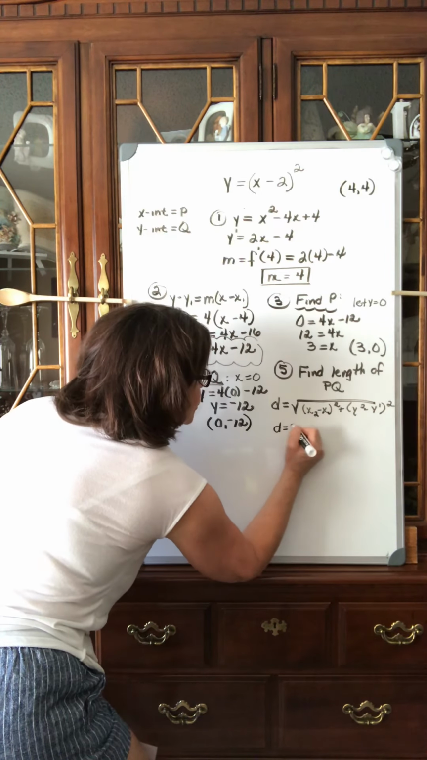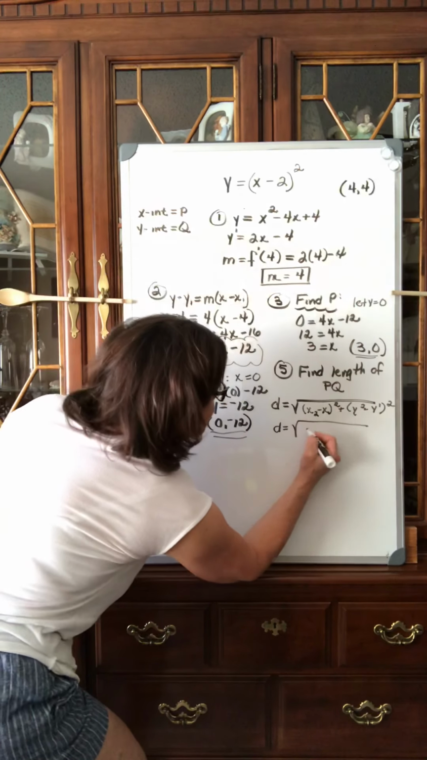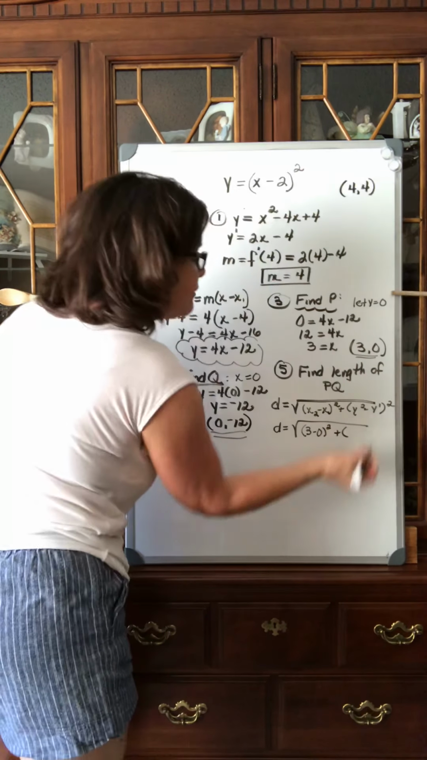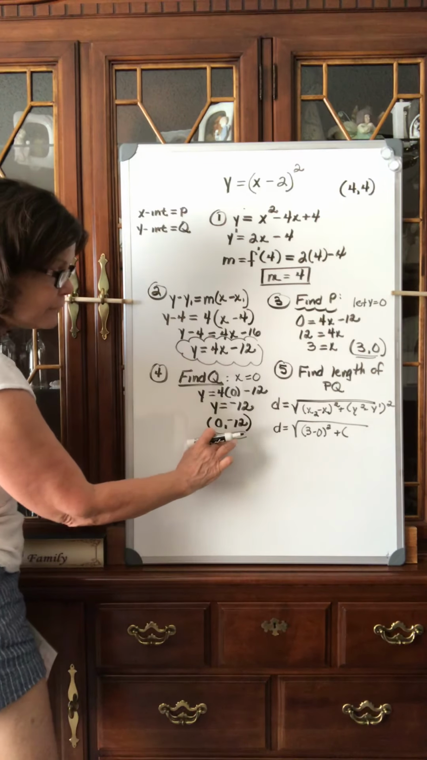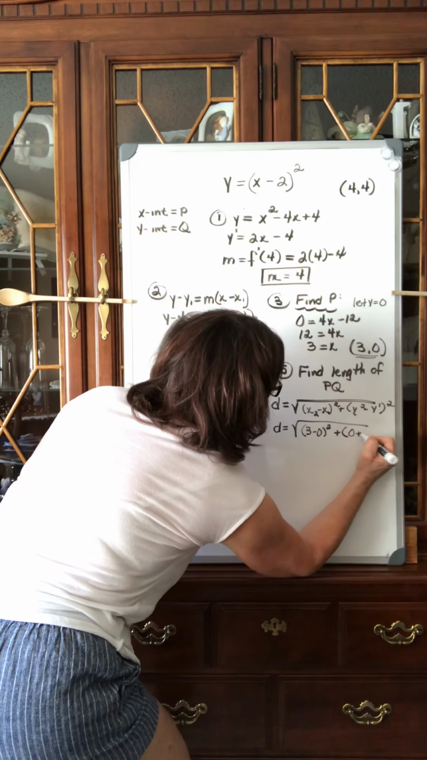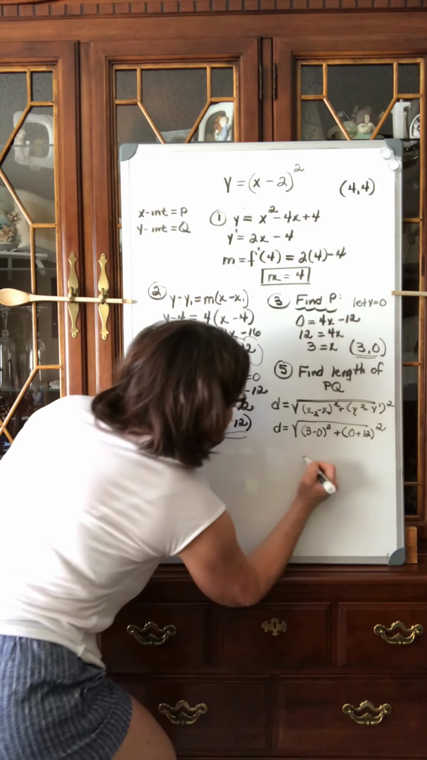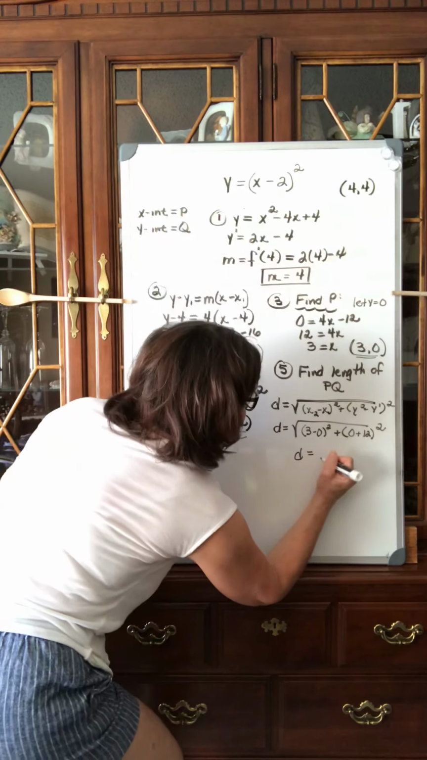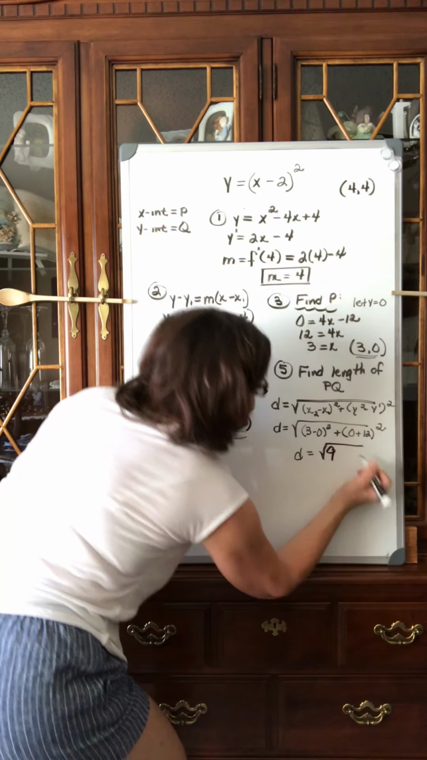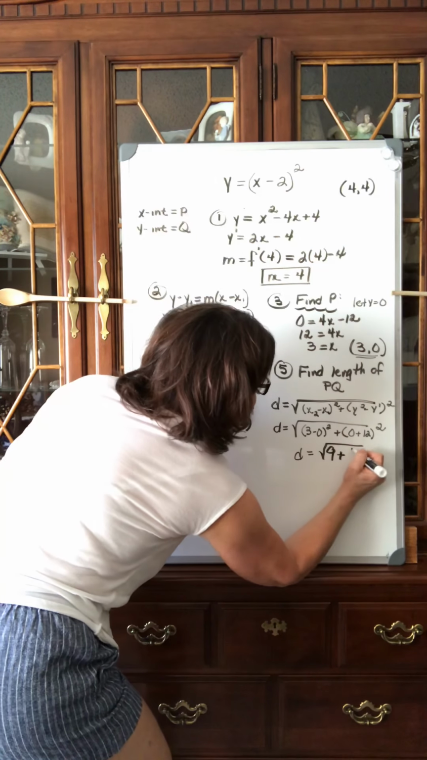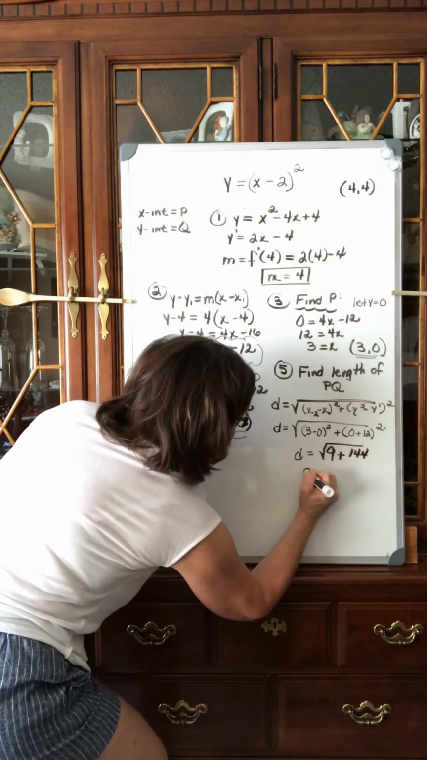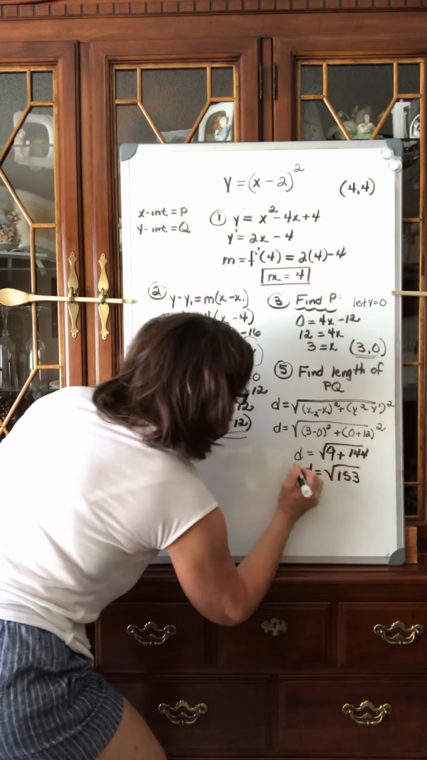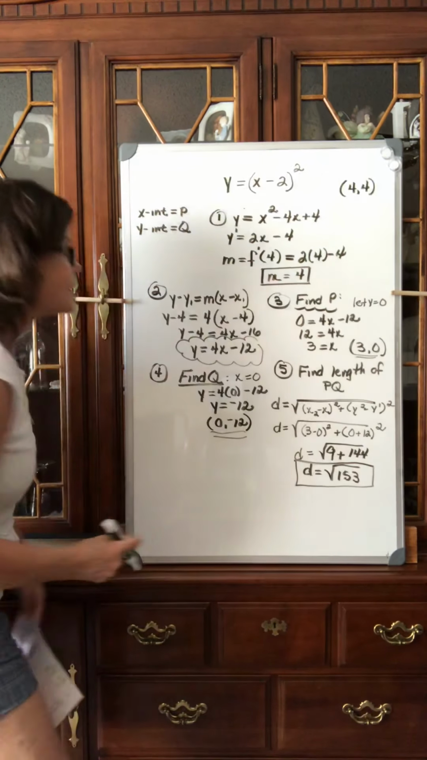So for my x values, it's going to be 3 minus 0 squared, plus my y value, 0 minus a negative 12 squared. So it'll be 0 plus 12 squared. The distance of P to Q: 3 minus 0 is 3, squared is 9, plus 12 squared is 144. So the distance of P to Q is the square root of 153. So that is what answers the question.